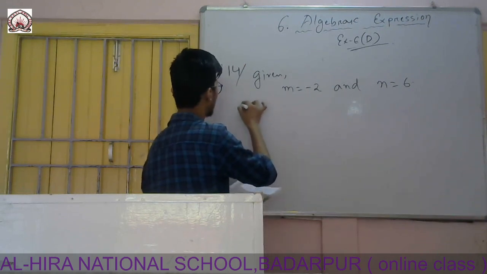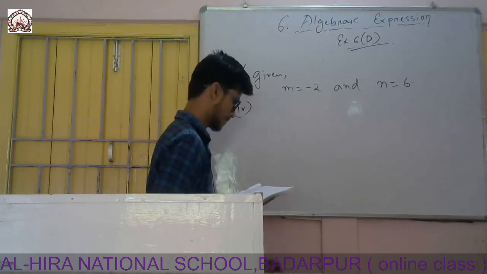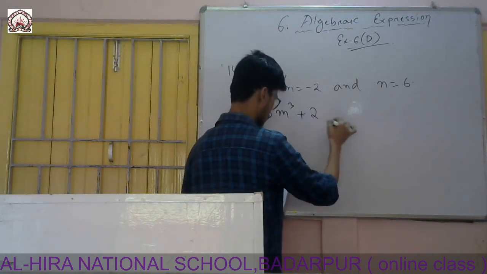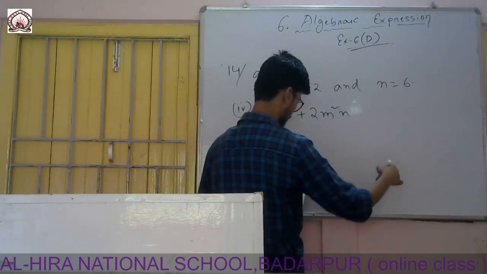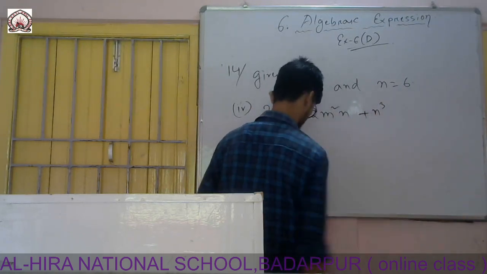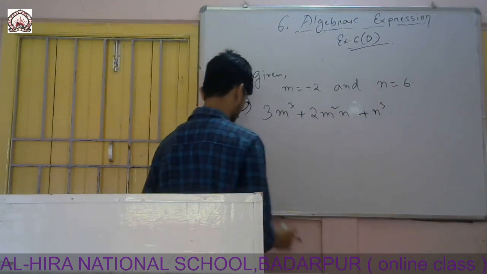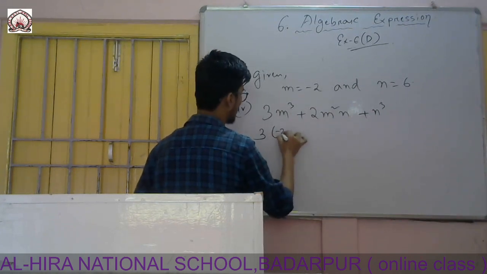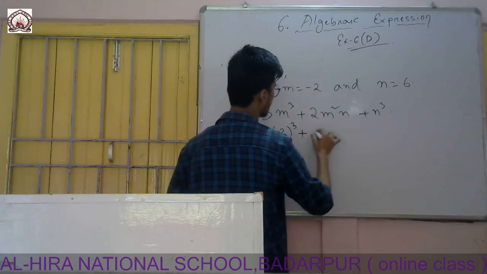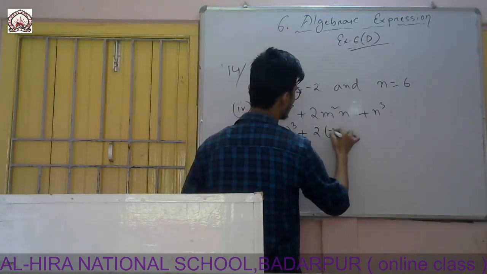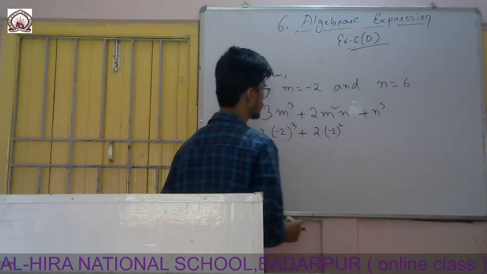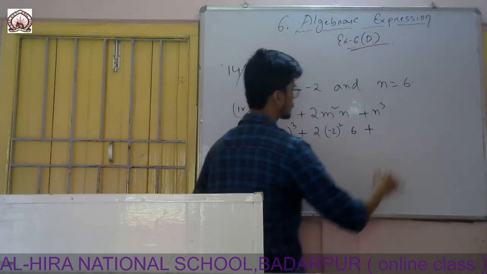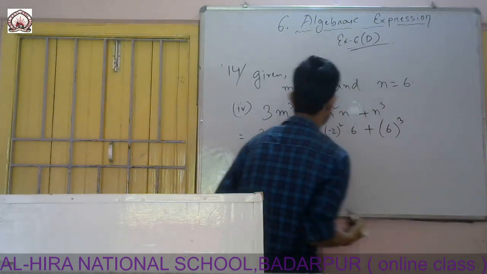So I have to put the value of m as minus 2 and n as 6. So for Roman number 4 I will do 3m cube plus 2m square plus n cube. So I will write first of all 3m cube. M is minus 2, so minus 2 cube, plus 2, the value of m is minus 2 and power 2 is there, that means minus 2 square, and at last n, so value of n is 6. Then again plus, value of n is given as 6 and there will be cube.